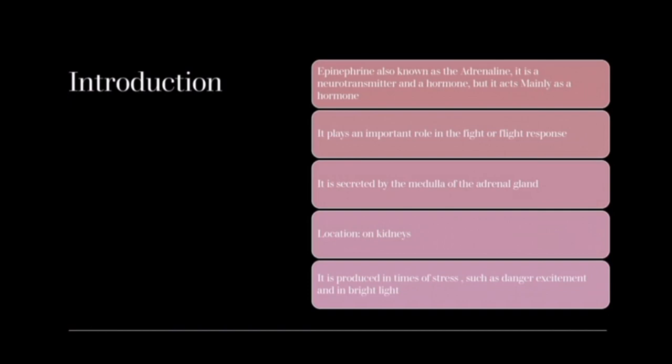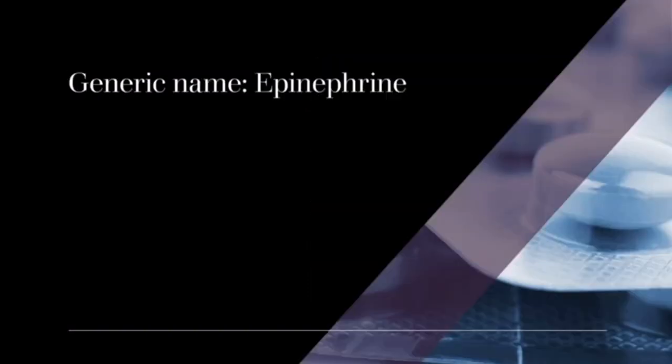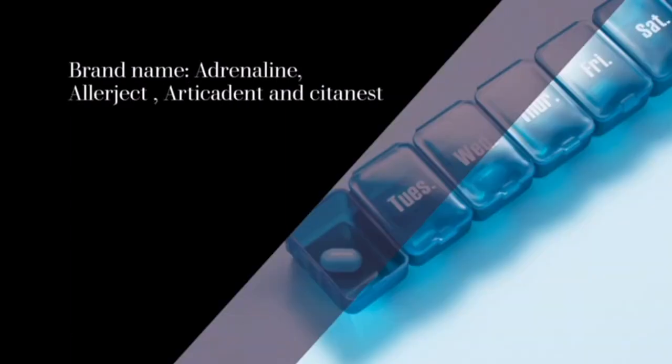It is a neurotransmitter, but it also acts as a hormone. It plays an important role in the fight or flight response. It is secreted by the medulla of the adrenal gland, which is located on the kidneys. It is produced in times of stress, such as danger, excitement, and bright light. Its generic name is epinephrine and the brand name is adrenaline.